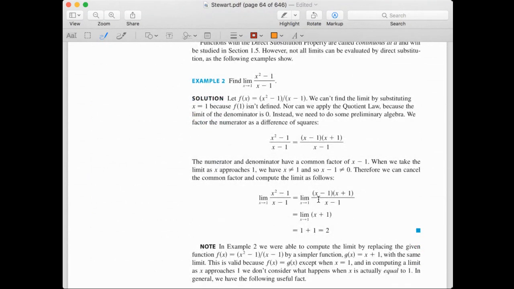Let's see example 2. So this one we have the limit as x approaches 1 of x squared minus 1 divided by x minus 1. We cannot plug in 1, right? 1 minus 1 equals 0. So that causes a problem, so we simplify. Simplifying, we get x plus 1. So then we just evaluate at 1. Because 1 is in the domain of this new function, 1 plus 1 equals 2.